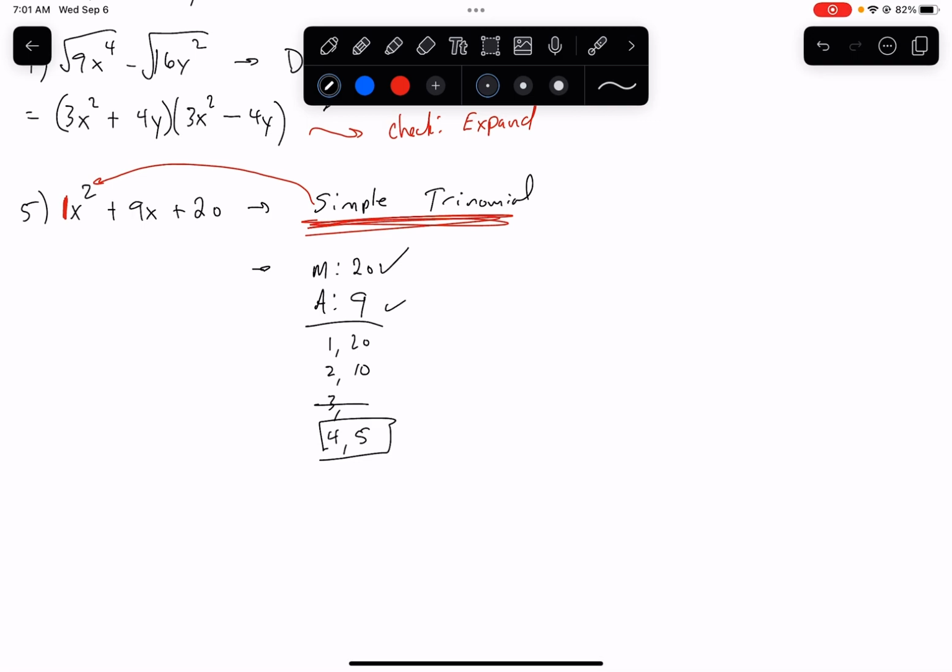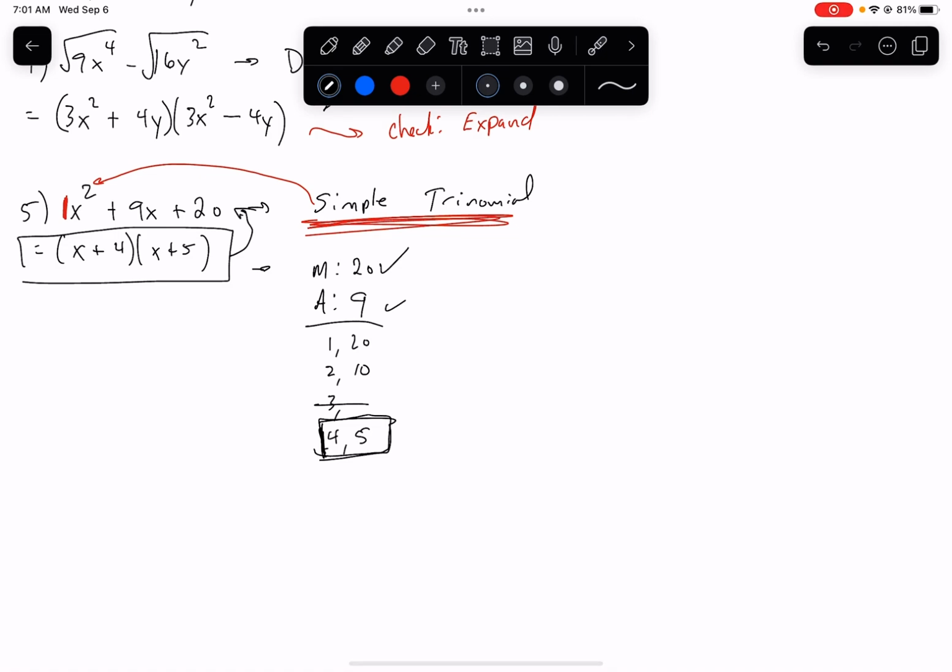So with simple trinomials, again, we like simple trinomials because as soon as I find these two factors, I get to write them on the right side of the variable. There's your final answer. And again, if you wanted to check that, you could expand it out, and you should always, because expansion is the opposite of factoring, you should always get your original question back after expanding.